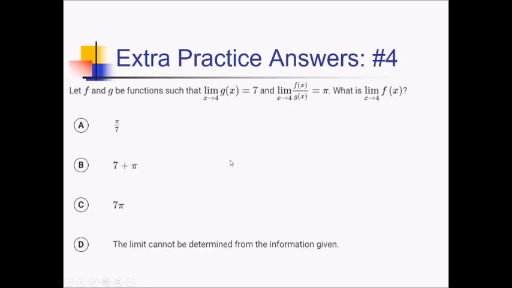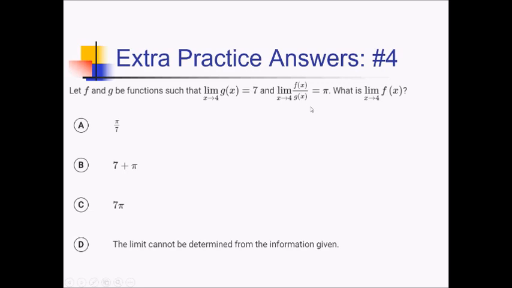On this problem, we have the functions f and g such that the limit at 4 for g is 7, and the limit of the quotient of f and g is pi. Based off this, we want to know what the limit of just the f of x function is at 4. So the key here is that if you're taking the limit of a quotient and you know both functions aren't 0, especially the denominator's not 0, you can think of this as just the limit of one function divided by the limit of the other function.